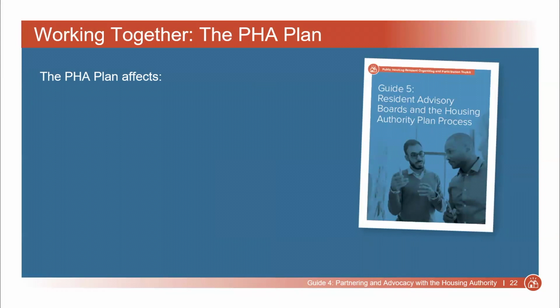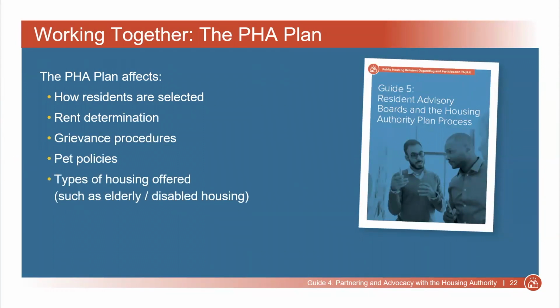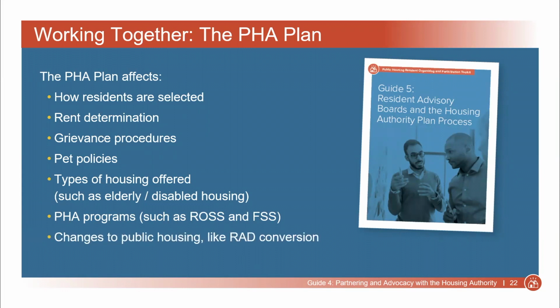The plan sets the housing agency's policies, such as how residents are selected, rent determination, grievance procedures, pet policies, types of housing offered, such as designated elderly or disabled housing, PHA programs, such as ROSS and FSS programs, and changes to public housing, like RAD conversion. All of these things affect residents. Residents can participate through a resident advisory board. For more information, see Guide 5, Advisory Boards in the Housing Agency Plan Process, and the training that follows this one.